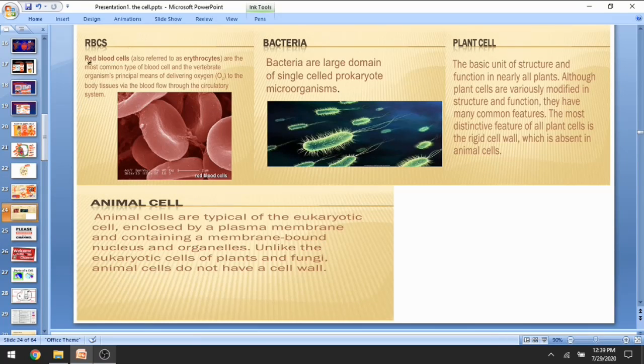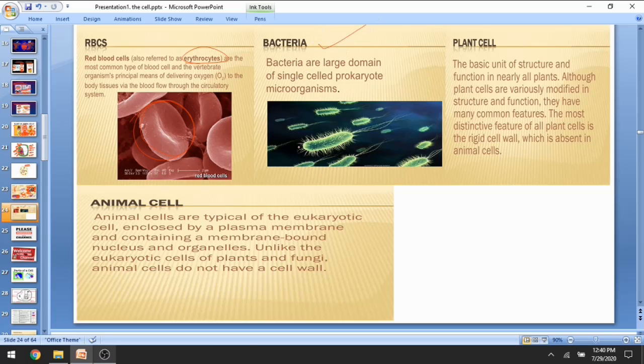Next come RBCs, red blood cells, also referred to as erythrocytes. Erythrocytes or RBCs are the most common type of blood cells, and the vertebrate organism's principal means of delivery of oxygen to body tissue is via the blood flow through the circulatory system. These tiny cells are responsible for capturing oxygen. The moment you inhale, your body takes in oxygen. These blood cells present within your blood flow take this oxygen, and they are responsible for giving energy. They are said to be a carrier of oxygen, they act as a vector of oxygen.